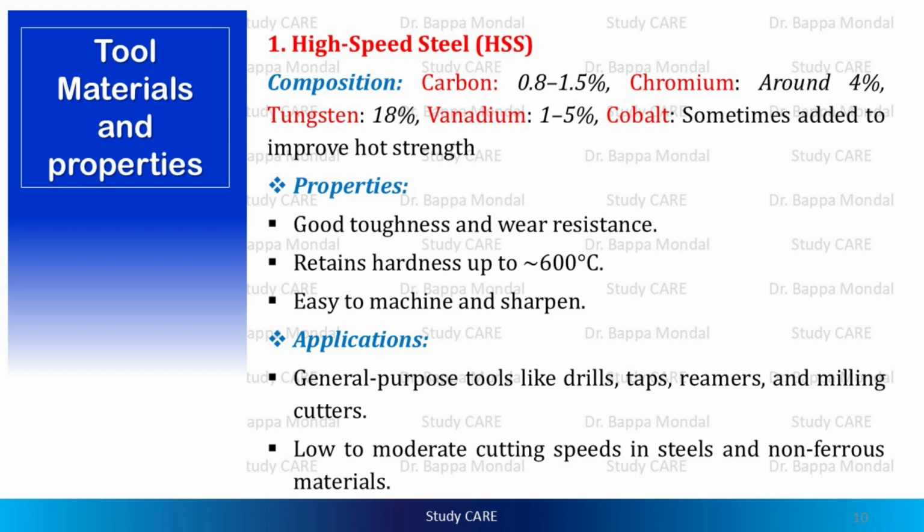1. High-speed steel, HSS. Composition: carbon, 0.8 to 1.5%, chromium, around 4%, tungsten, 18%, vanadium, 1 to 5%, cobalt, sometimes added to improve hot strength. Properties: good toughness and wear resistance. Retains hardness up to 600 degrees C. Easy to machine and sharpen. Applications: general-purpose tools like drills, taps, reamers, and milling cutters. Low to moderate cutting speeds in steels and non-ferrous materials.